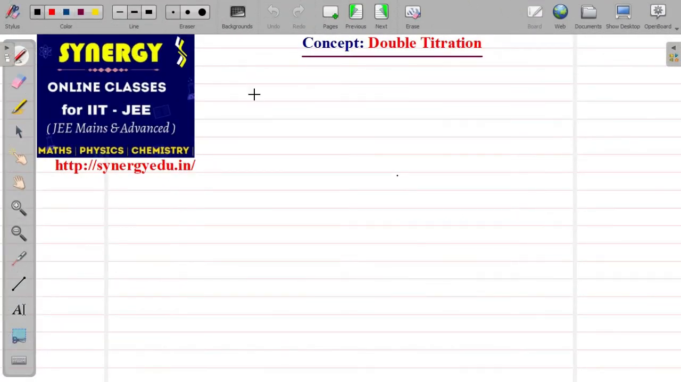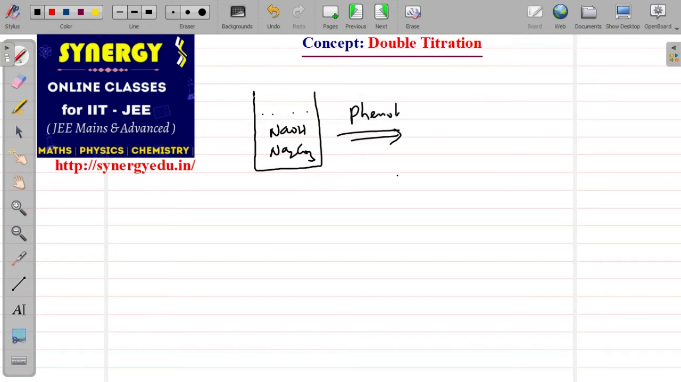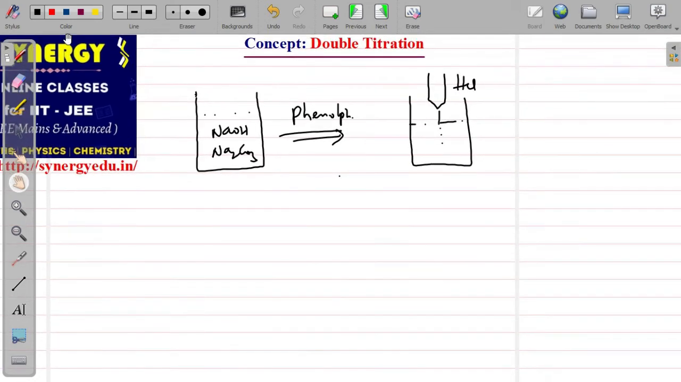Sometimes they will give a reaction like this. They will take NaOH and Na2CO3, and they will add phenolphthalein into the beaker. Then after that, they will titrate with the HCl from the burette. Then in that case, we know what the equation is. Suppose this is X, this is Y, X plus Y is equal to V1 into molarity of HCl. This is the first equation. We know how to form this.